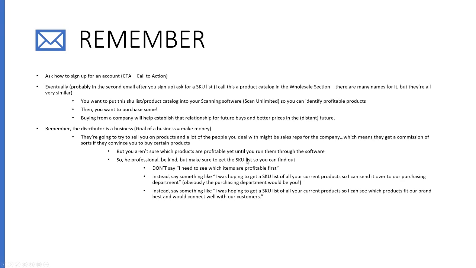But obviously make sure that you get the SKU list so you can find out. But be professional and be kind, okay? That said, you do not want to say something like, "Hey, I need to see which items are profitable first before I buy anything." That's going to come off super unprofessional and they're not going to want to do business with you, right? Instead, you could say something like, "I was hoping to get a SKU list of all your current products so I can send it over to our purchasing department."